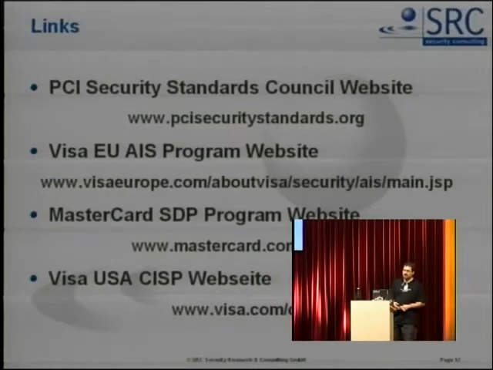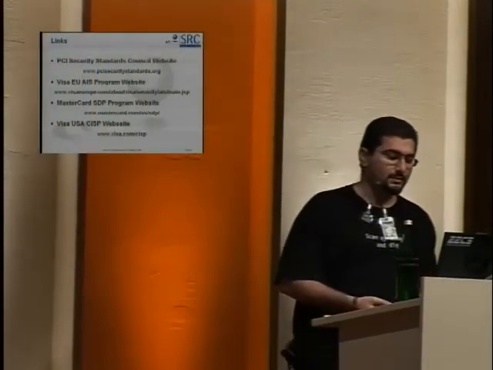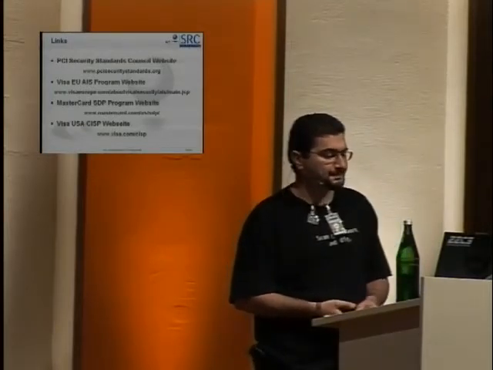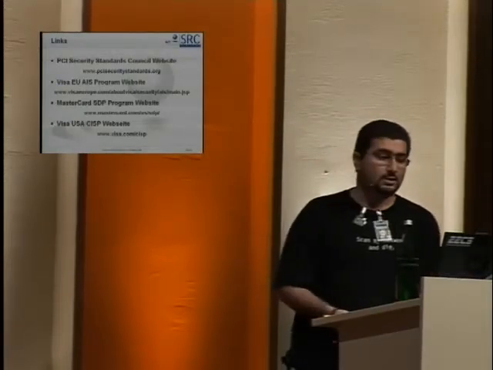Visa USA has a CISP program, which is very, very similar to AIS, but Visa split it into 6 different regions, and the USA called it CISP, Cardholder Information Security Program, and Visa EU decided to call it AIS. It's maybe for marketing purposes, I don't know, but I did put the link for the USA also in because there is some additional interesting information on there. MasterCard has the SDP program website, and you can check them.